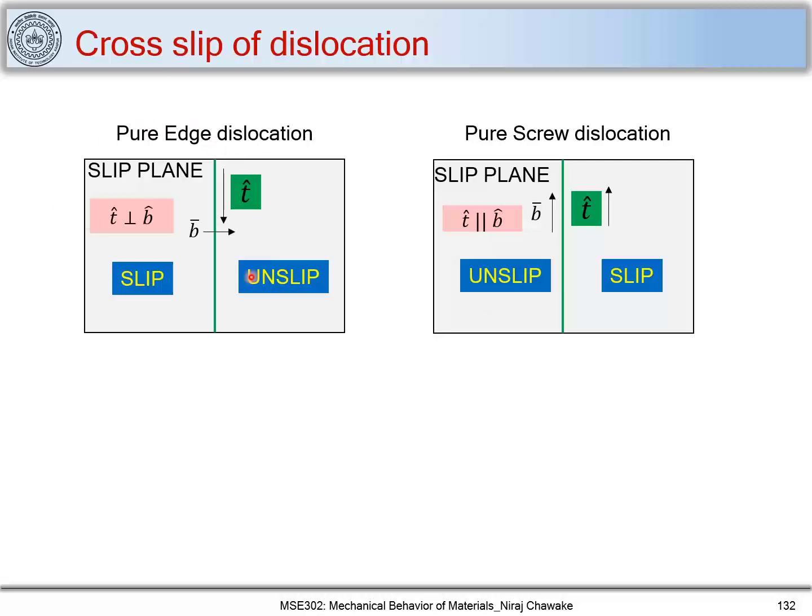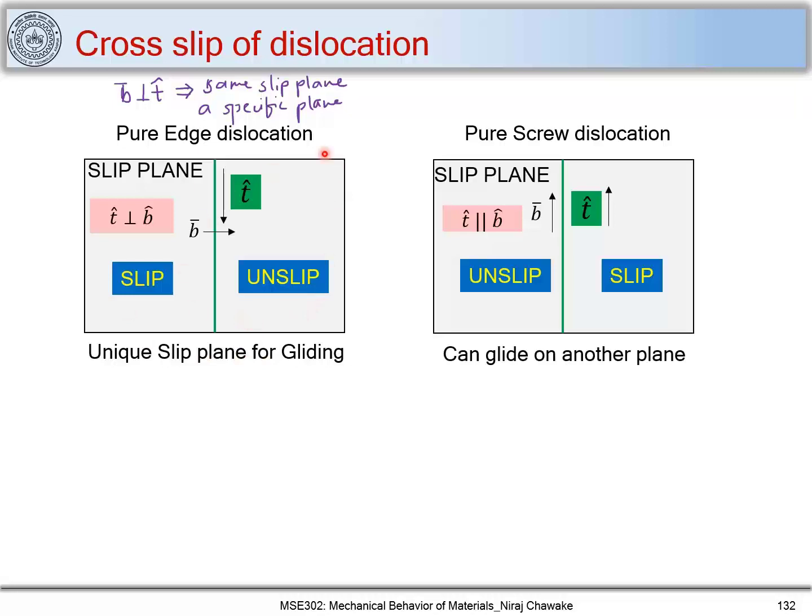Now, if you look at this edge dislocation carefully, the b vector is perpendicular to the tangent vector, and thus they have to glide on a specific plane, because if two vectors are perpendicular to each other, they must lie on a specific plane. Thus, if this dislocation has to move, it cannot move on any plane. It has to move on a specific plane. Thus, it has a unique slip plane for gliding in the case of a pure edge dislocation.